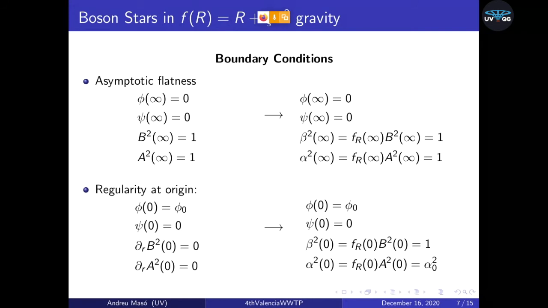We impose asymptotic flatness. This is, from far enough, the spacetime looks like Schwarzschild spacetime. And we impose also a regularity at origin in order for the function to be continuous and smooth at that point. Okay, so what we get is that imposing asymptotic flatness and regularity at origin in the f of r frame implies the same in the GR frame, which is nice. We can see too that the values of the field phi and the metric function alpha are an unknown finite number, which we will get from solving the system.